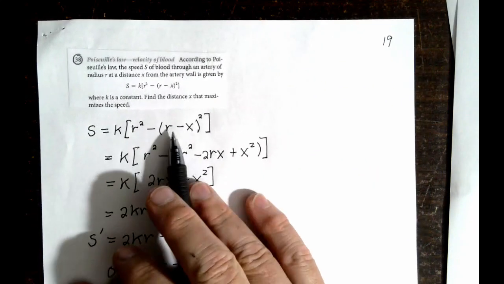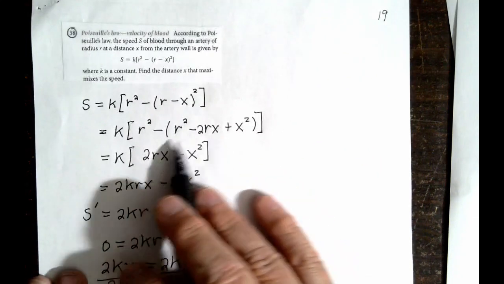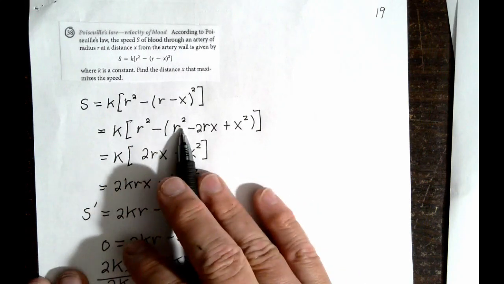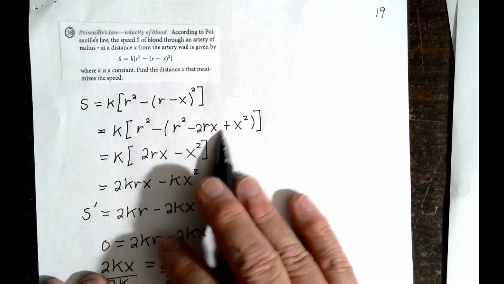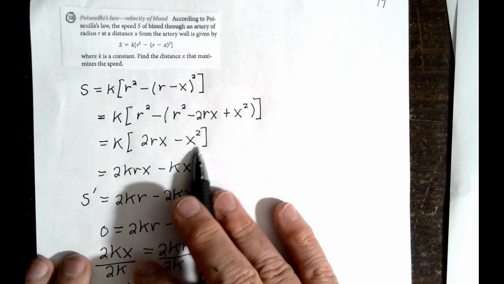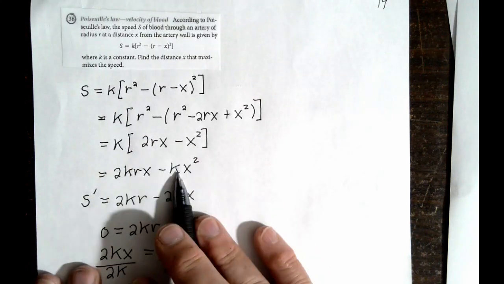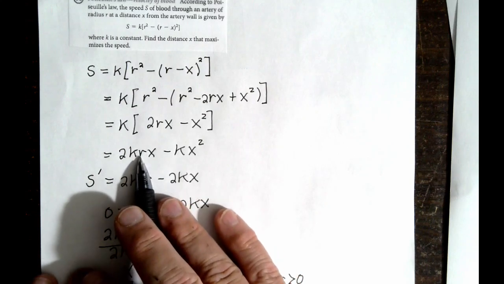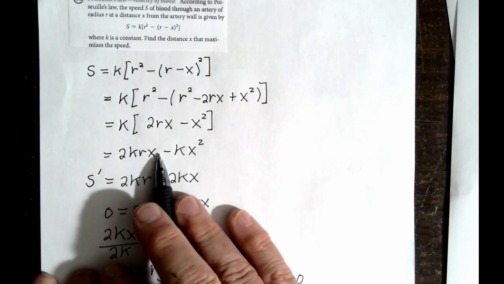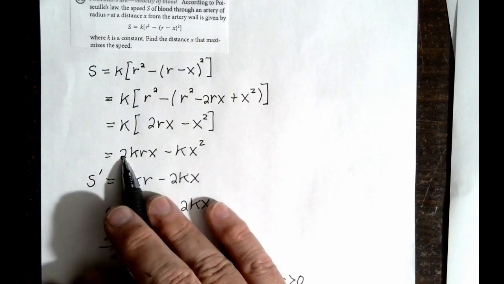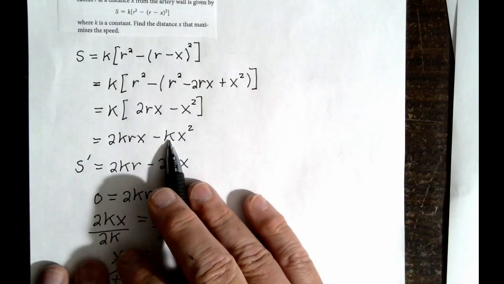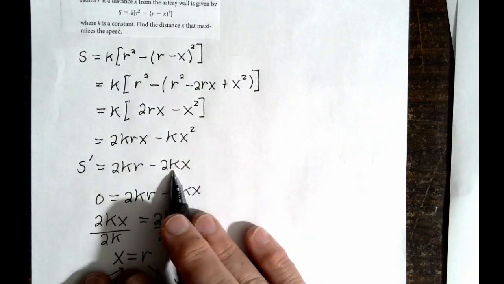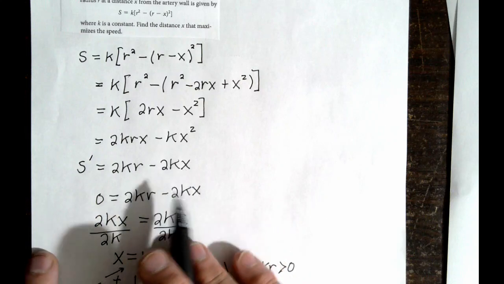So what I did was I multiplied out r minus x times r minus x, and then I distributed the negative and combined my terms. My r squared and minus r squared cancel each other out, and this becomes positive 2rx and negative x squared. I multiplied it by k, and I get this guy here. So now when I take my derivative, remember the k and the r are constant, so this is just like 5x, and so we know the derivative is just 5, but instead of 5 it's 2kr. And then kx squared is like 5x squared, so it's just 5 times 2x, so k times 2x, or 2kx.